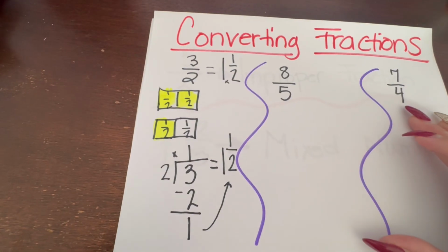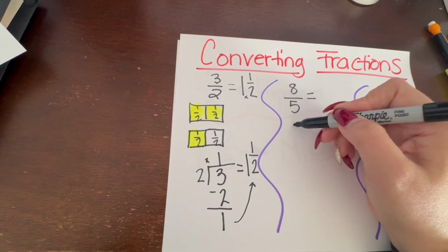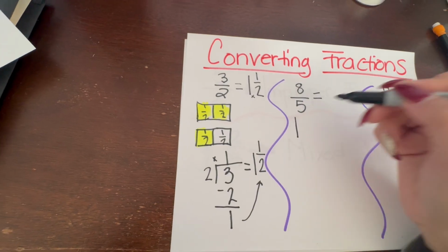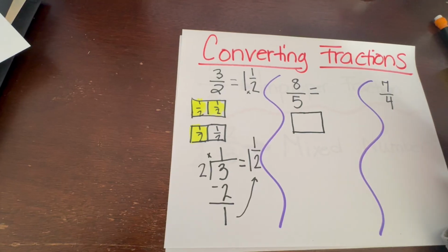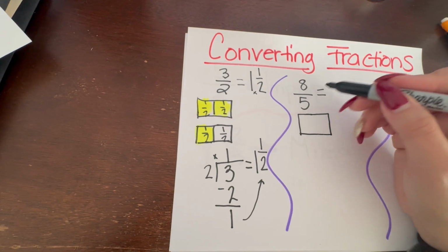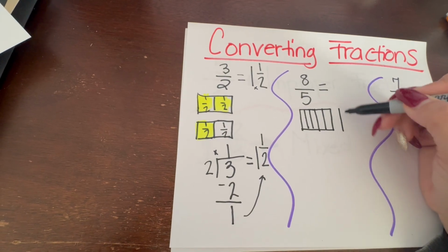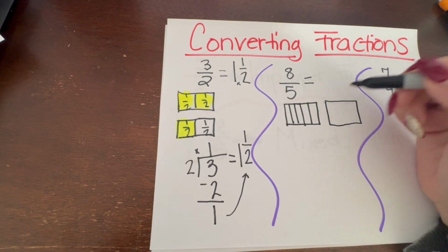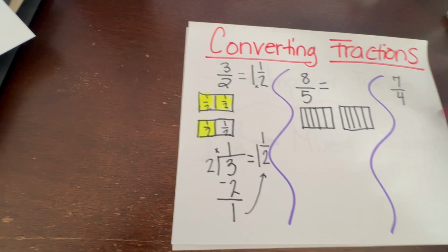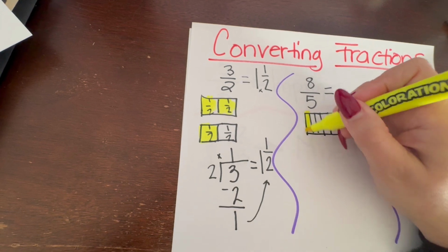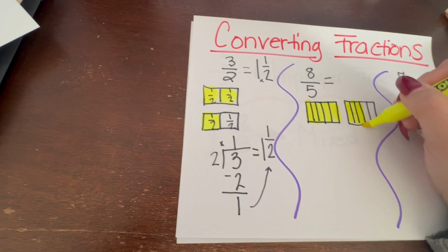Okay, let's do another example. 8 fifths. So this time we're going to draw fifths. Okay, and you don't have to use a rectangle. You can use whatever model you want. 2, 3, 4, 5. And I'm going to draw one more because we have to shade in 8 of them. So I know that I need more than 5. Okay, and I'm going to shade in 8. So this is 5 here. 3, 4, 5, 6, 7, 8.